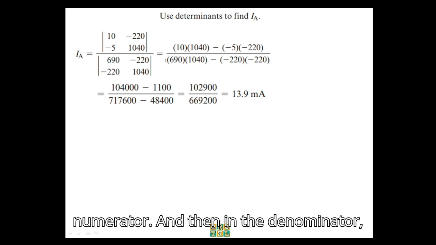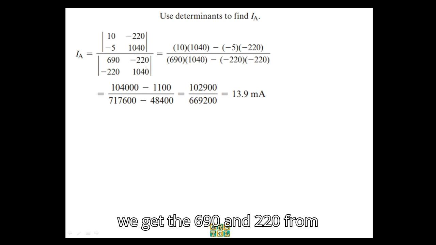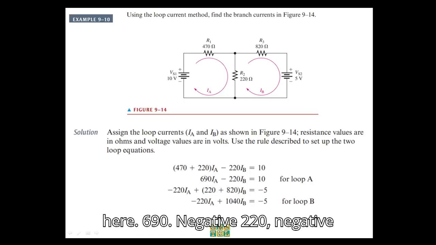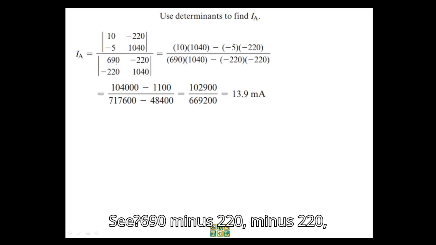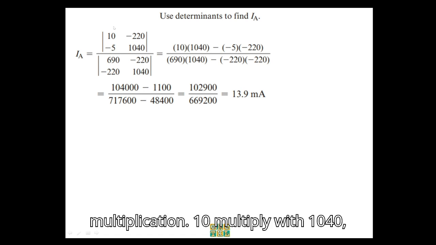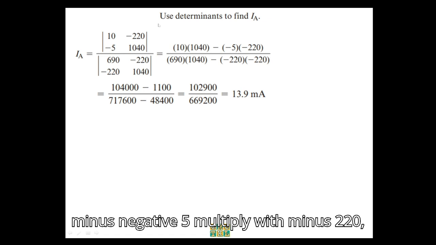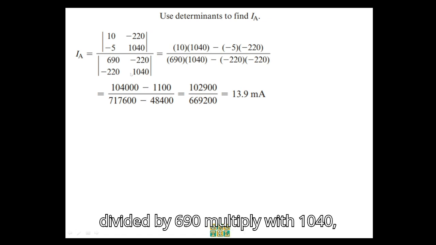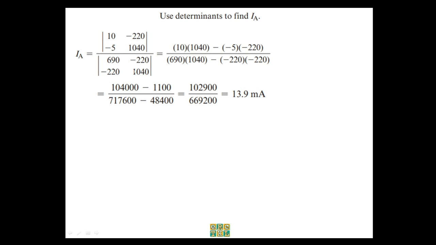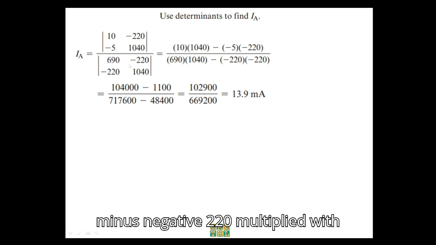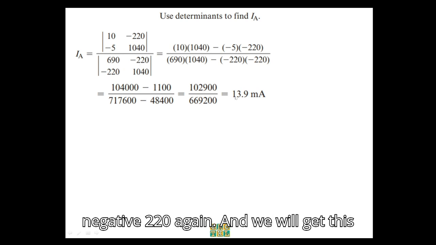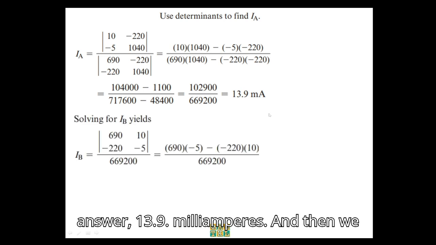And then in the denominator, we get the 690 and 220 from here: 690, negative 220, negative 220, and 1040. See? 690 minus 220 minus 220, 1040. And then we do cross multiplication: 10 multiplied with 1040 minus negative 5 multiplied with negative 220, divided by 690 multiplied with 1040 minus negative 220 multiplied with negative 220 again. And we will get this answer of 13.9 milliamperes.